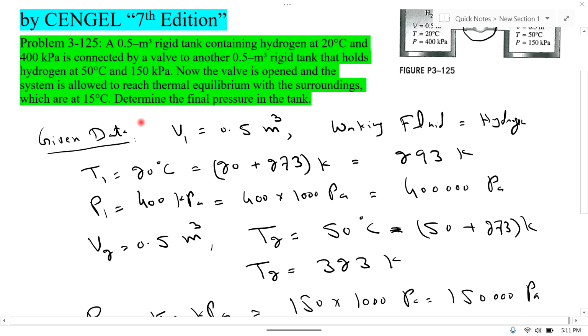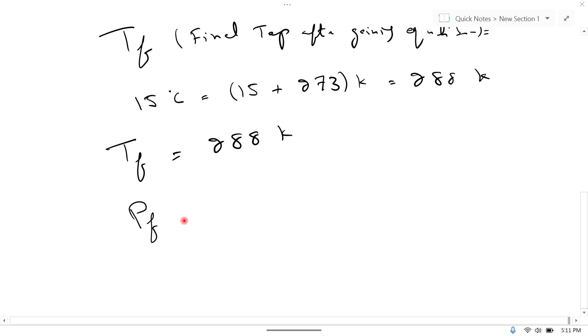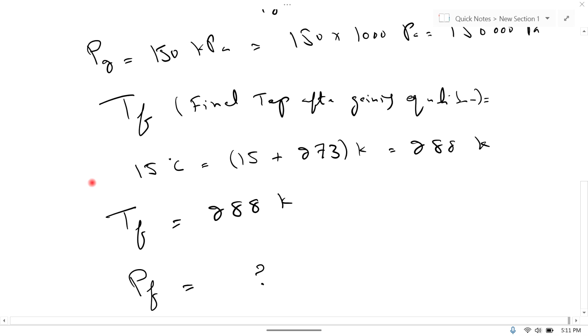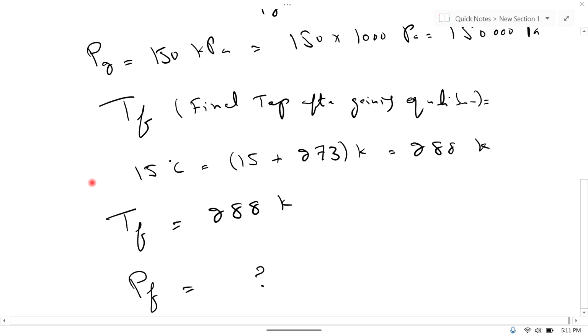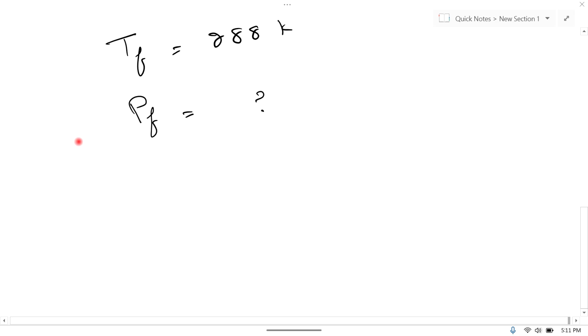Now determine the final pressure in the tank. So this is the final temperature. Now find the final pressure. To find the final pressure, we will find the total mass, final temperature, and total volume, and then we will use the PV equals mRT formula. So first I am finding the value of R.